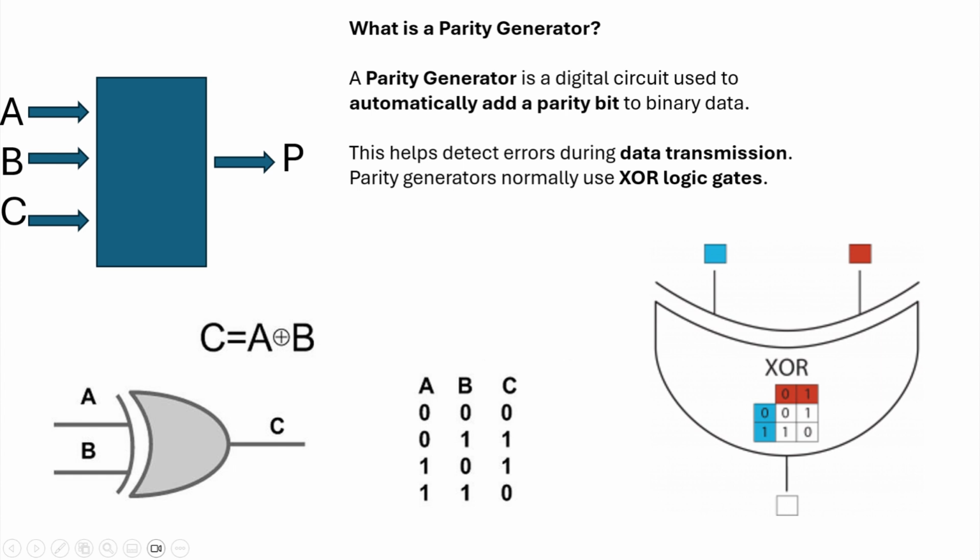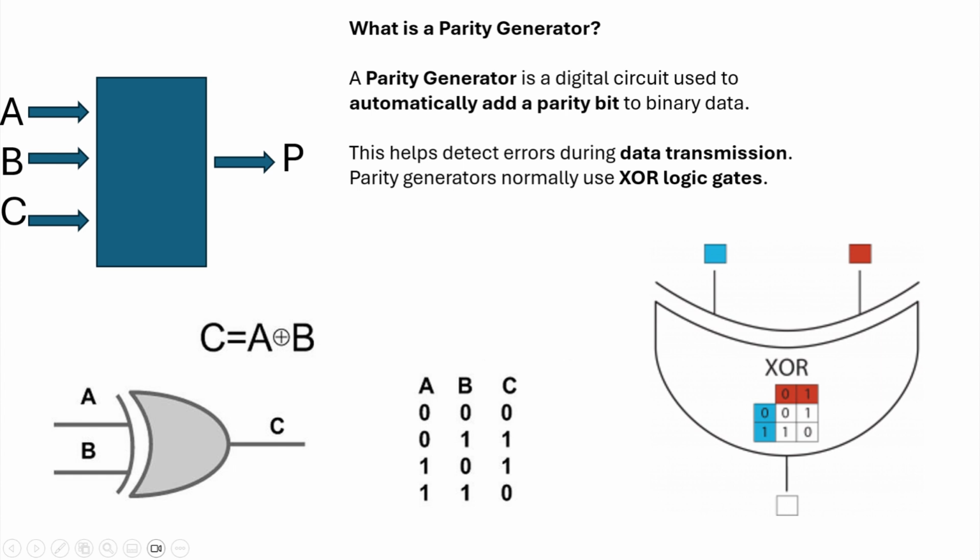Think of it like a smart calculator. You give it the data. It counts the ones. It decides whether to add a 0 or a 1. And it does all of this in less than a millionth of a second. But how does it count so fast? It uses a special type of logic gate called an XOR gate.